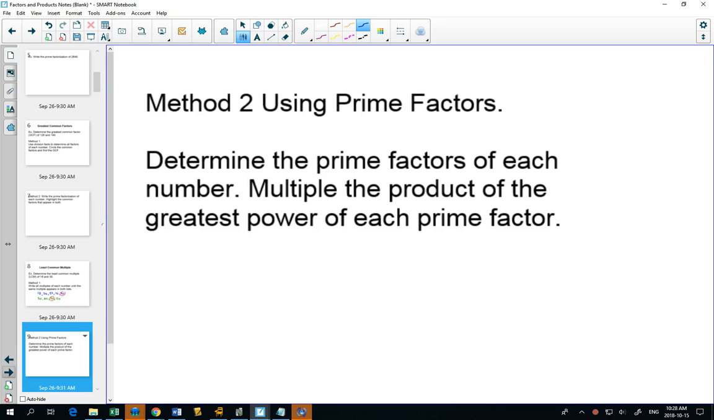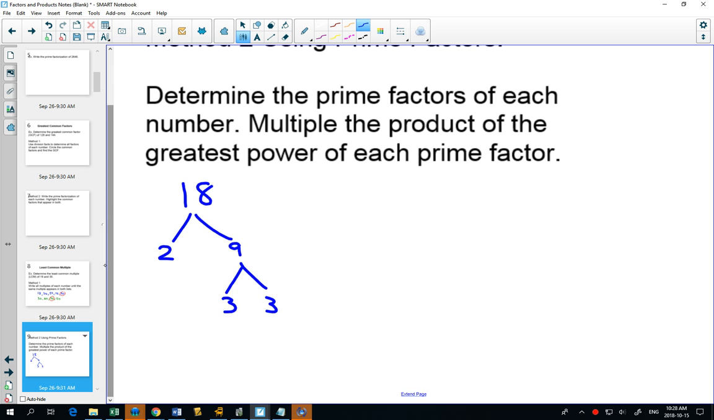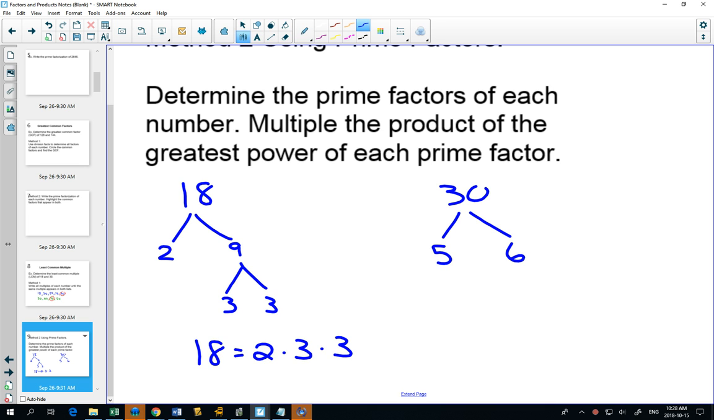And so if we go back and review, well, what's 18? Well, 18 is 2 times 9, and 9 is 3 times 3. So 18 is equal to 2 times 3 times 3. And 30, well, 30 is 5 times 6, and 6 is 2 times 3, then 30 is 2 times 3 times 5.